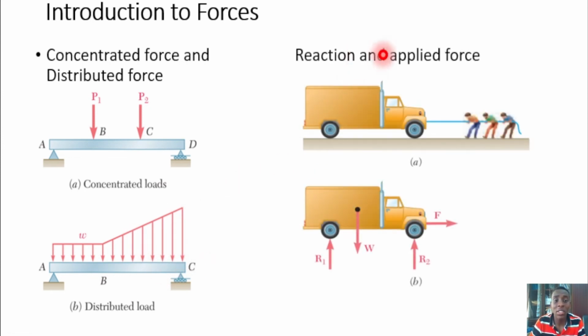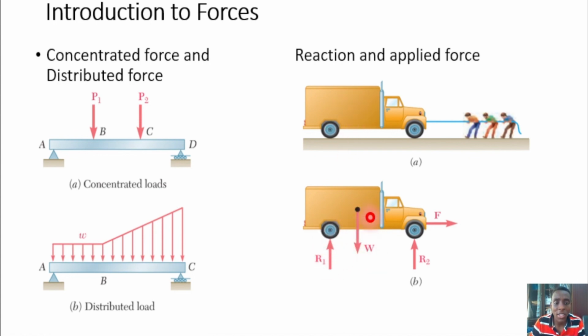Finally, let's look at reaction force and applied force. I have a vehicle here being pulled by three gentlemen. The action of the three gentlemen is what we are calling the applied force F here. So we are looking at the external force on this vehicle. Then I have R1. R1 is the reaction between the ground and the wheels, because the ground is in contact with the wheels, so there's going to be a contact force, which is the reaction force.